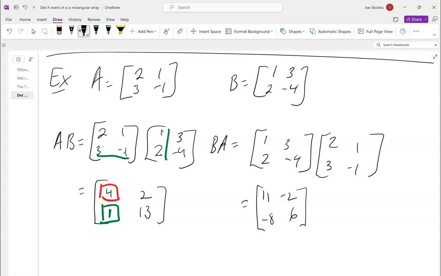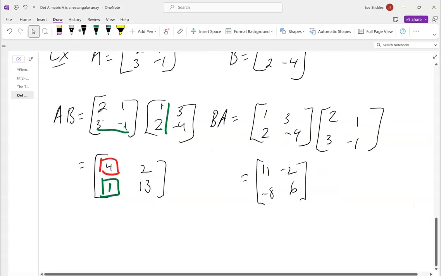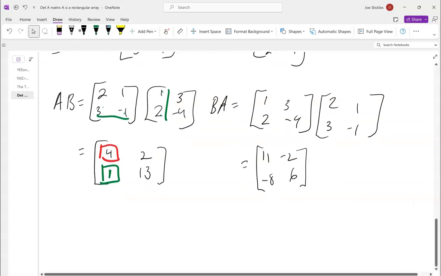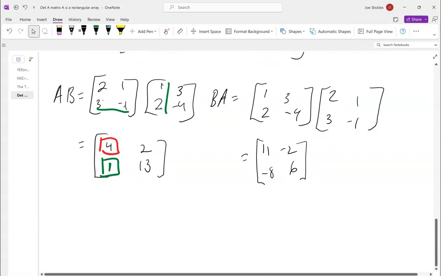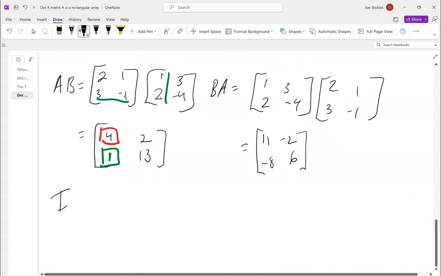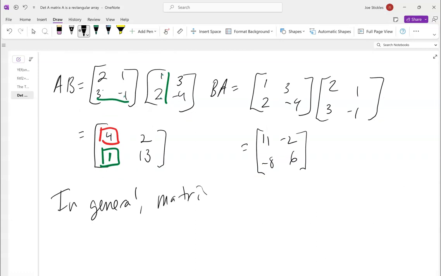So we don't get the same answer here. And that's true in general. Sometimes you do. Sometimes you get lucky and they are the same. There's certain matrices that you can use that will multiply in either order and get the same answer. But in general, matrix multiplication is not commutative.